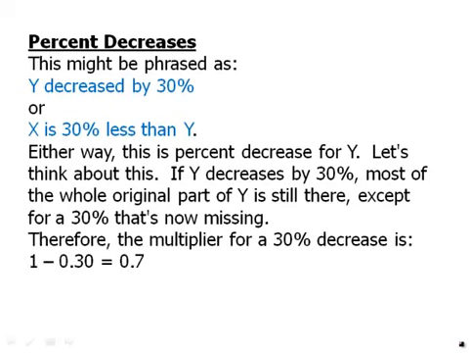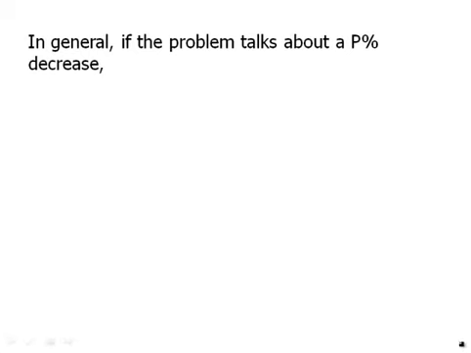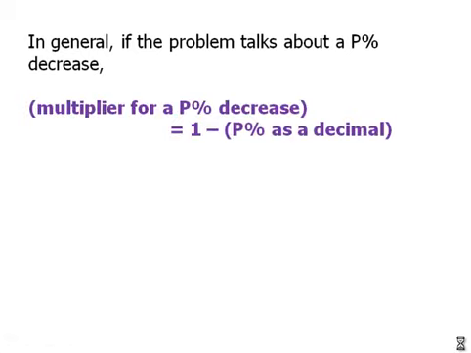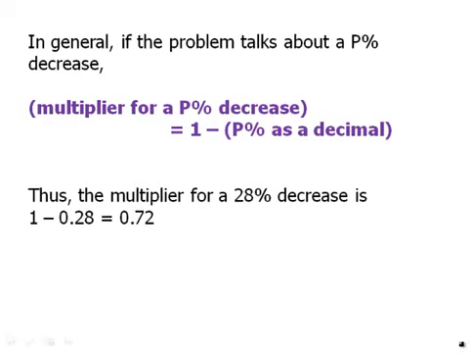Therefore, the multiplier for a 30% decrease is 1 minus 0.3, which gives us 0.7. And this reiterates what I said a moment ago. If 30% leaves, 70% is still there. In general, if the problem talks about a p% decrease, the multiplier for a p% decrease is 1 minus p% as a decimal. So for example, if I want the multiplier for a 28% decrease, that would be 1 minus 0.28, which gives us 0.72. That is the multiplier for a 28% decrease.